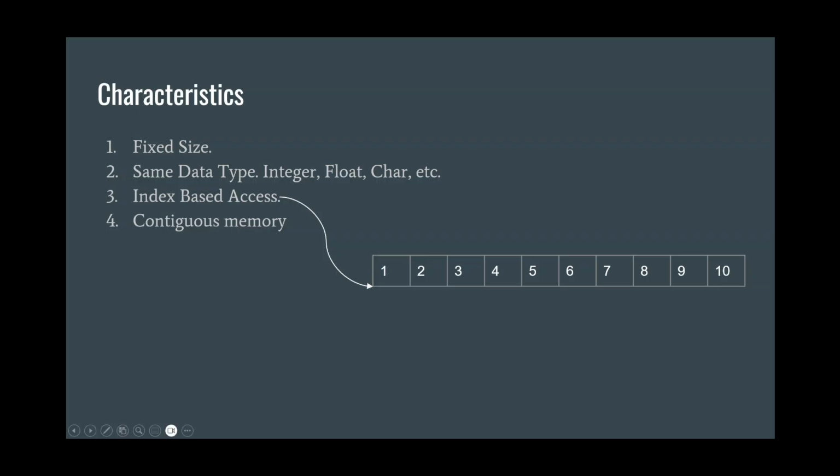So in this one, the first element has index 0, the second will be at index 1 and so on and so forth. The last element, since the size is 10, will have the index value 9 in this case. So this is how array index-based access works. These are the indices of this array.